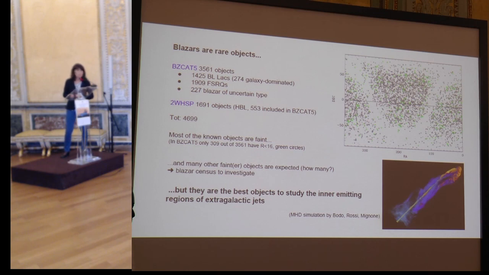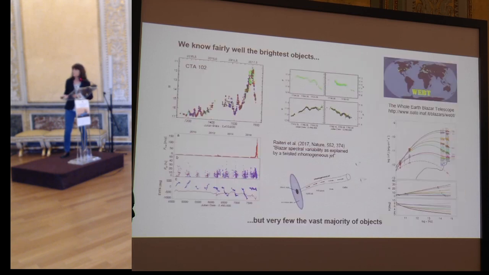Blazars are few. If you look at the two main catalogs, you end up with less than 5,000 objects. Most of them are faint. We are expecting that LSST will discover a lot of other faint objects. But they are very important because by studying blazar emission, we are seeing what is happening inside the jet, in the inner parts of the jet, close to the supermassive black hole.